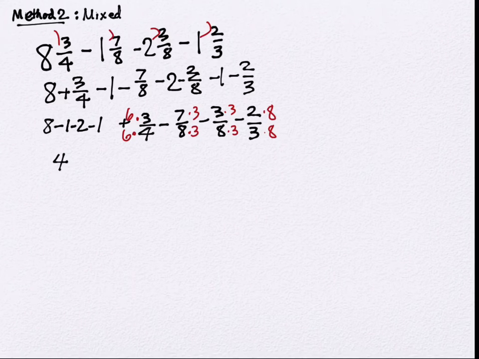So I end up having my number 4, and then I have 18, minus 21, minus 9, minus 16, all over 24. To subtract that numerator, 18 minus 21 minus 9 minus 16, what do you get?